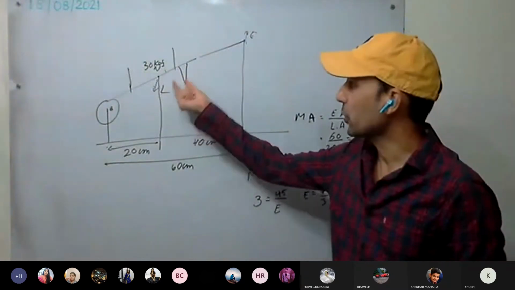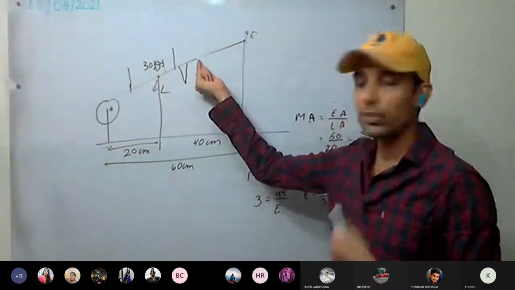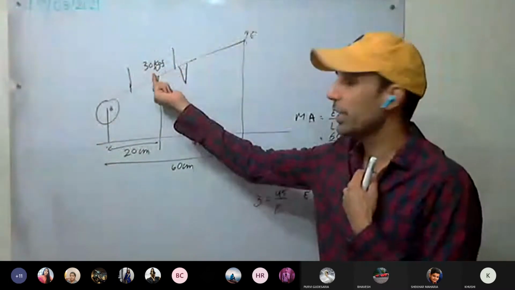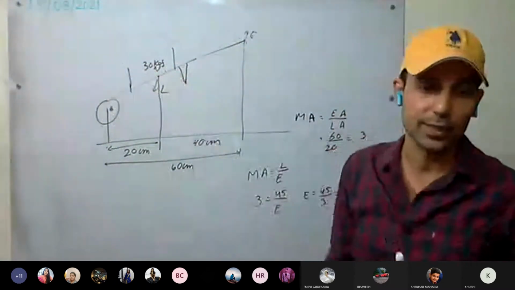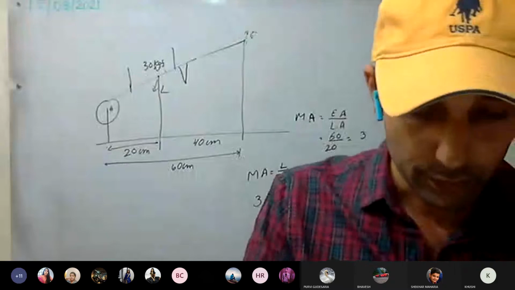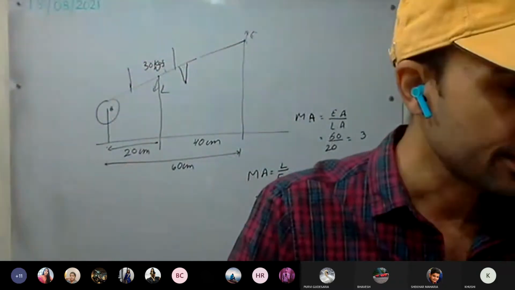Understood? Here the wheelbarrow is not weightless. It is having weight. So total load will be how much? Weight of the wheelbarrow plus the weight we are carrying. That is 30 kgf plus 15 kgf. That is total, 45 kgf will be load. Is this question clear?